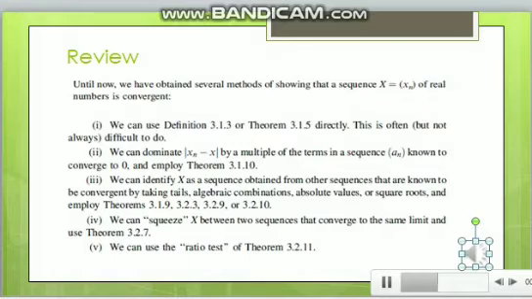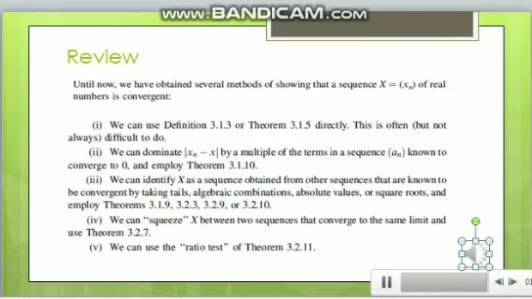The second is, we can dominate the absolute value of xn minus x by a multiple of the terms in a sequence (an) known to converge to zero and employ Theorem 3.1.10. The third is, we can identify X as a sequence obtained from other sequences that are known to be convergent by taking algebraic combinations, absolute values, or square roots, and employ Theorem 3.1.9, 3.2.3, 3.2.9, or 3.2.10.